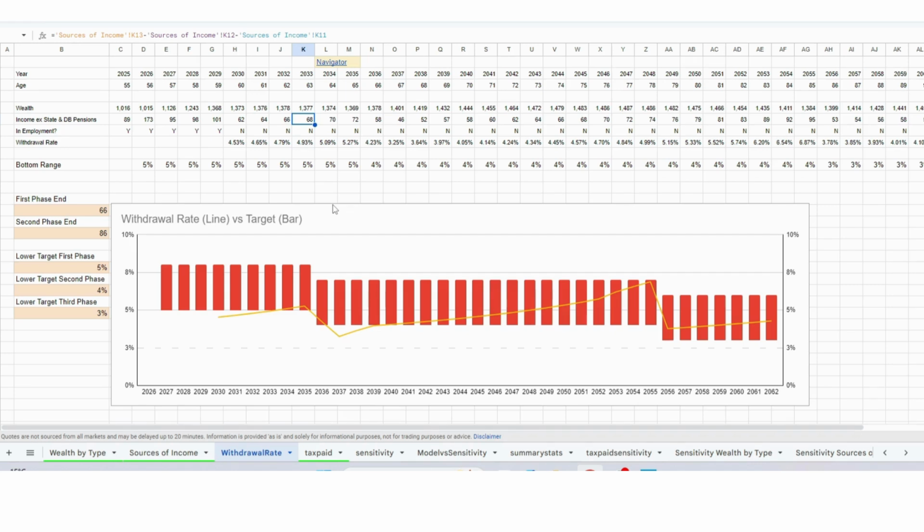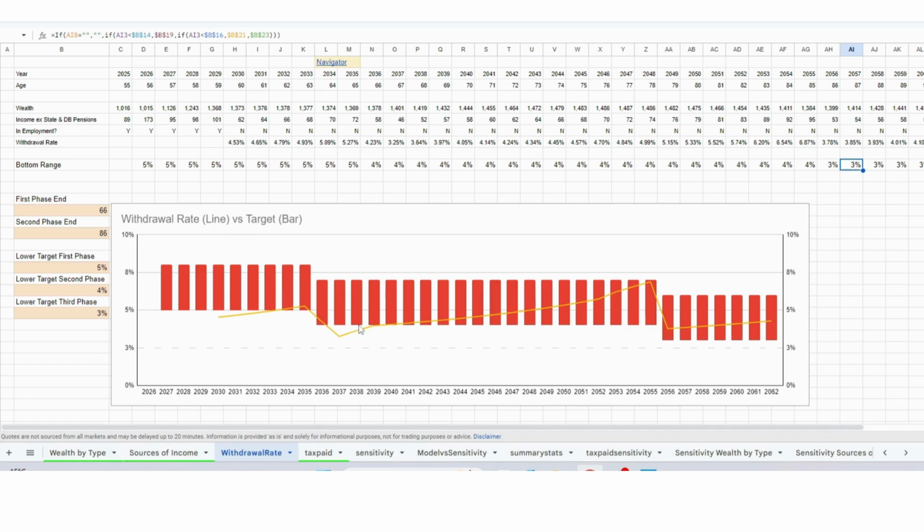So there's a guy called Abraham Okusanya who wrote a book, Beyond the 4% Rule, and he says you should really aim to take more than 4% in the first few years of retirement and then less than 4% at the back end of your retirement. So what we end up with is some targets that are in the red bars, and you ideally want to be within that target range. And then the actual withdrawal percentage is the yellow line.